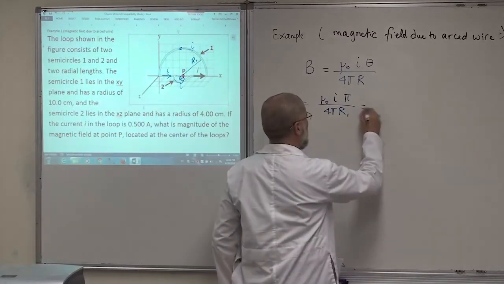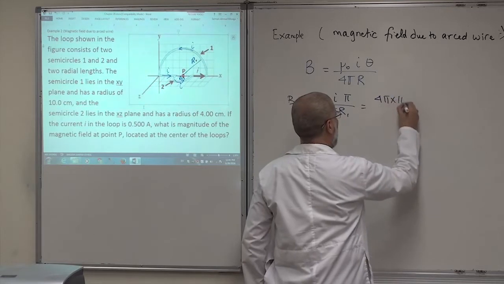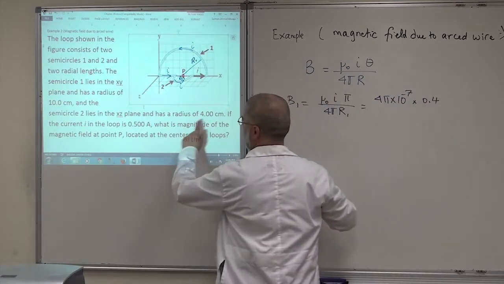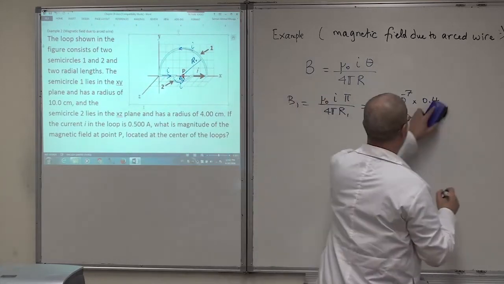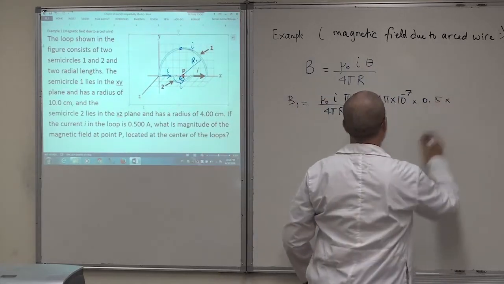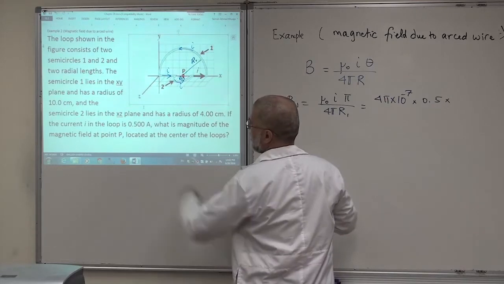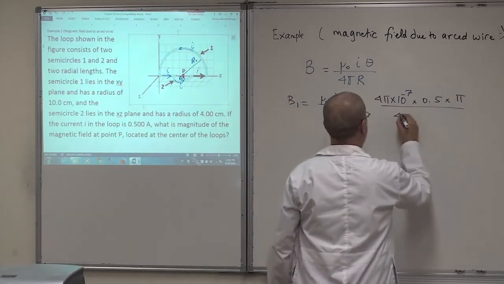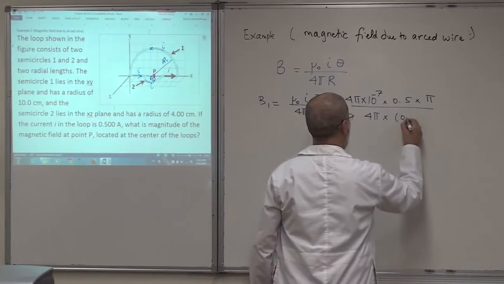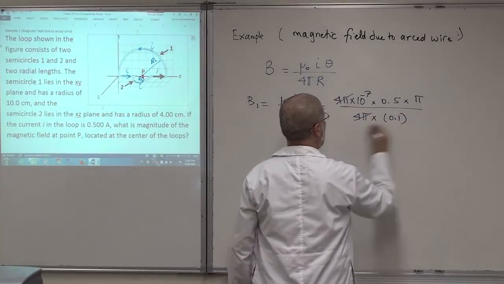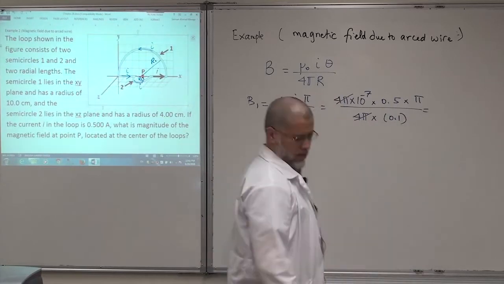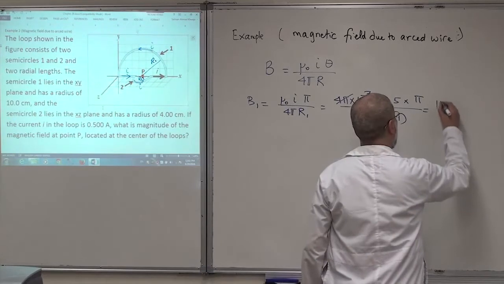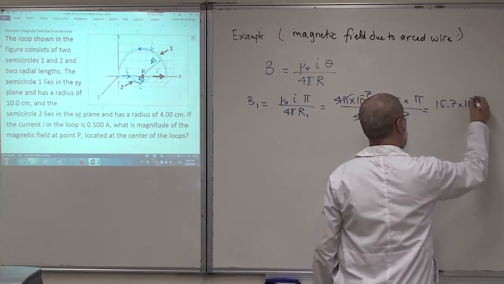So this is 4 pi to the power minus 7. Current is 0.5 ampere. It's given to you here. The radius for that wire is 10 centimeter. Pi here, I'm going to write the pi. And 4 pi here, the radius is 0.1. Okay, 4 pi will cancel. And you calculate this. B1 is 15.7 to the power minus 7 Tesla.